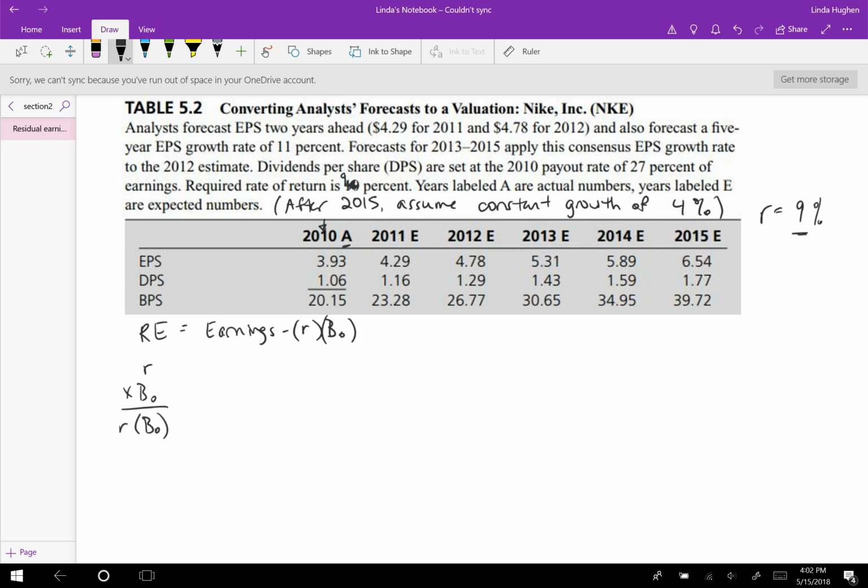So remember, we're at 2010, our starting point. In our valuation, we're going to need this beginning book value at this point in time, 20.15. But right now what we want is the required return on future earnings. So our R is always 9% each and every year.